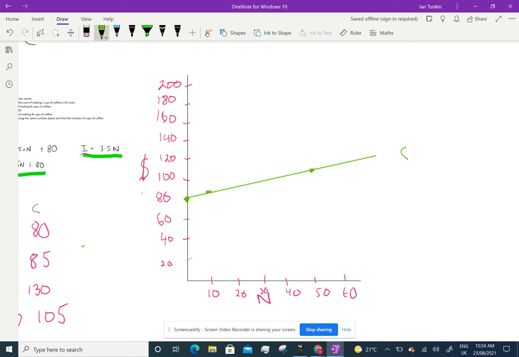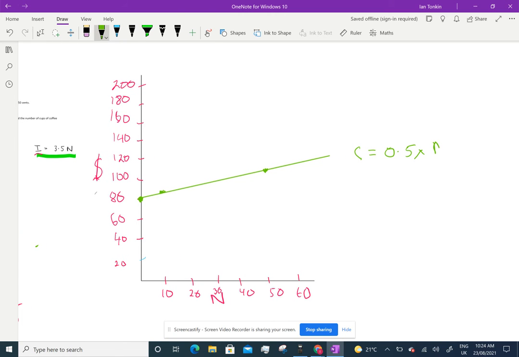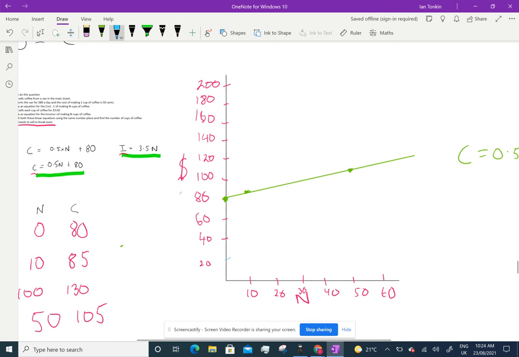And that's the costs equals 0.5 times the number of cups of coffee. I don't need that multiplication sign in there. Let's make it actually a whole lot neater. C equals 0.5N plus 80. Well, let's do my income. We'll do it in blue. How much money do I make?